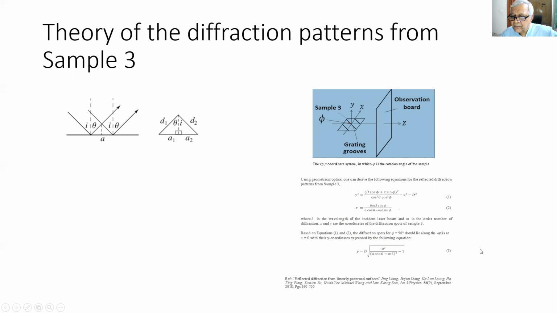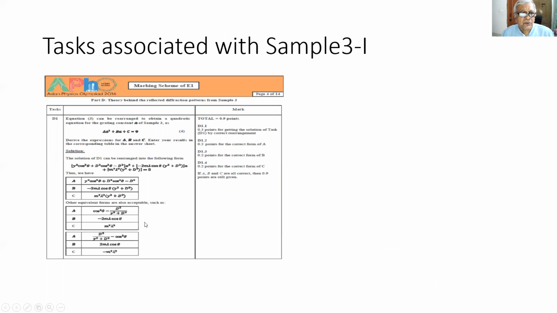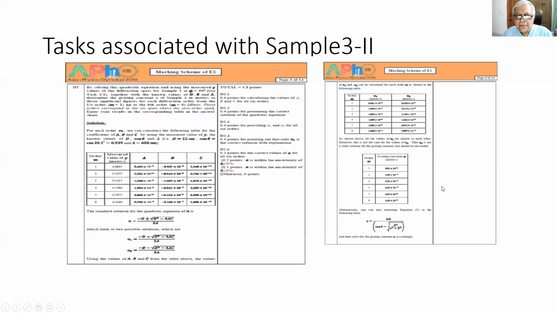And now the tasks. It is said to rearrange the thing so that you can write it in terms of the grating constant A, as a quadratic: alpha A squared plus B A plus C equal to 0. And after doing a little bit of algebra, you are asked to identify A, B, and C. And you can see how the points are distributed out here for the calculation of such things.